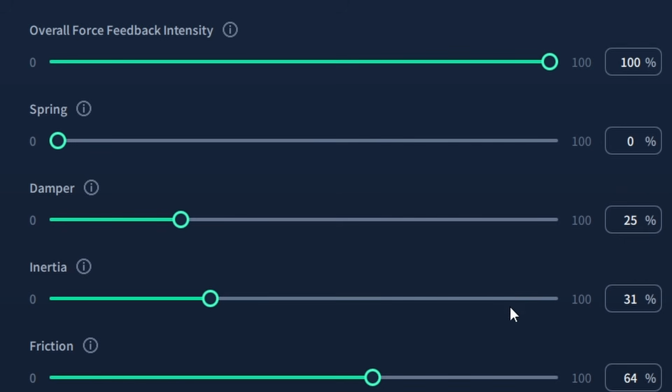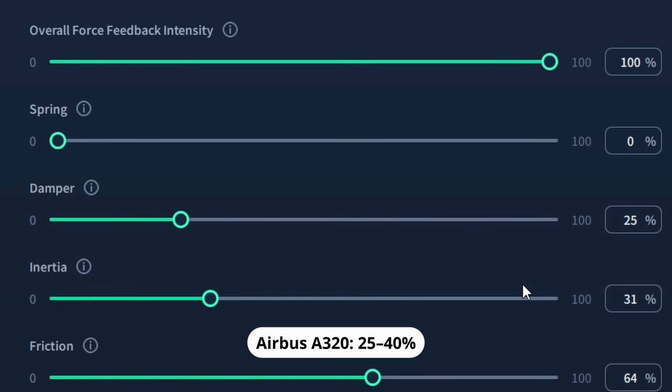Then we've got the inertia, which simulates the massive physical bulk of control surfaces resisting a change in movement. For the Cessna 172, drop this slider to 0 to 10% because small GA planes have tiny control surfaces with almost zero perceived mechanical inertia. For the Airbus A320, bump this up to 25 to 40% to recreate the heavy feeling of large engineering surfaces resisting fast, erratic hand inputs.